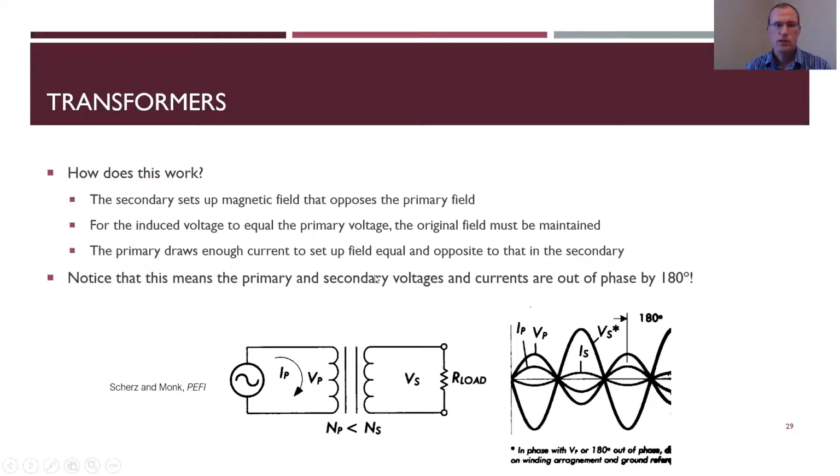So how this works, again, the primary sets up the magnetic field, which induces a voltage in the secondary. You need to have the original field be maintained. The secondary draws enough current to make that field equal and opposite of the primary, which means, bottom line, that these are actually out of phase by 180 degrees. So the voltage in the secondary is actually 180 degrees out of phase with the voltage in the primary. That's the takeaway from this.